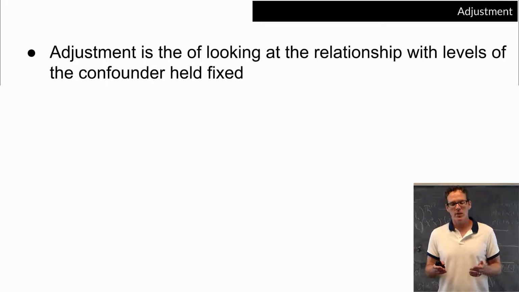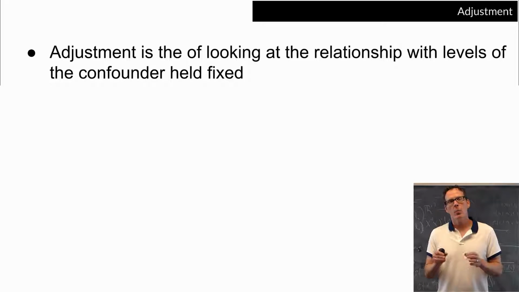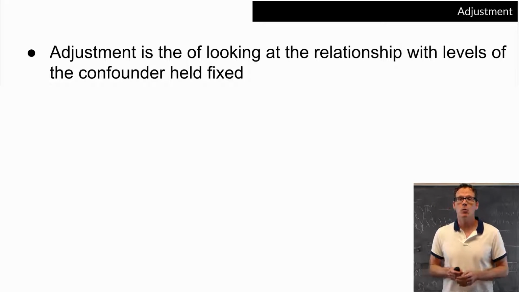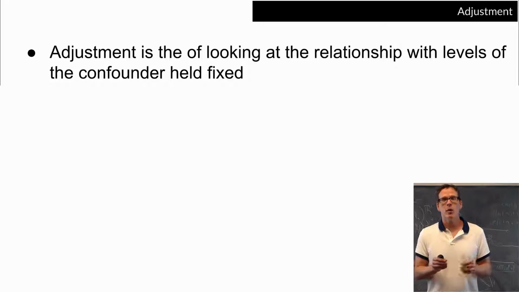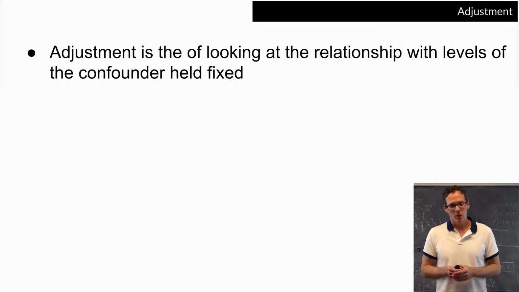Adjustment is the idea of looking at the relationship within levels of the confounder held fixed. So we would look at, say, the middle age group. We would compare the mobility with the age group held fixed, so we're still comparing like with like. Now we may not have equal numbers of subjects in that age group, but we will have fixed the age group, so age isn't varying in that comparison.